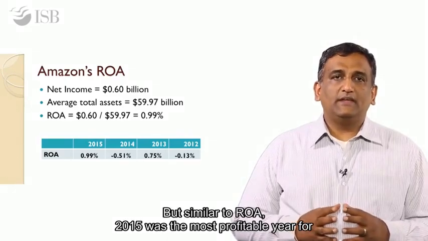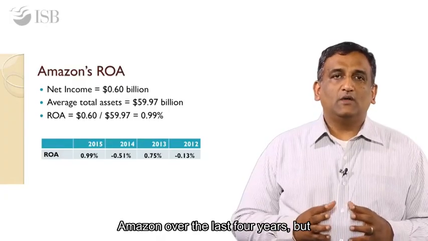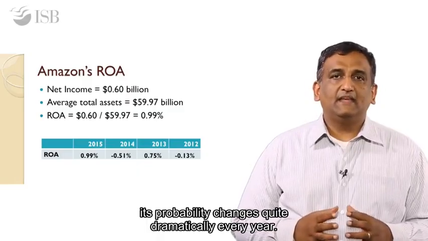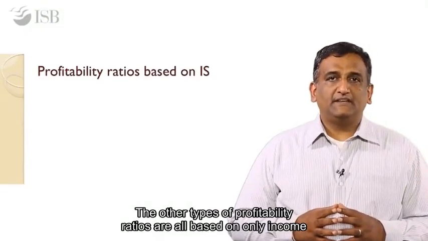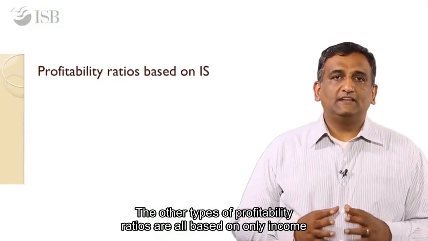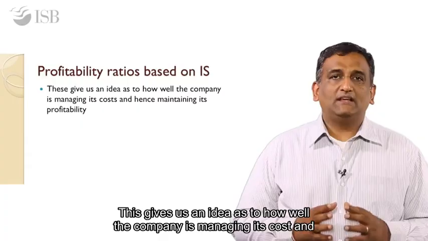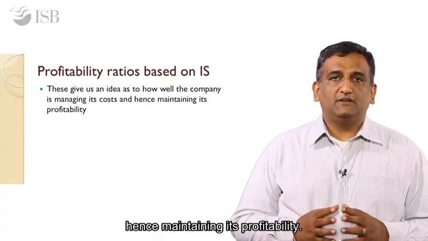But similar to ROE, 2015 was the most profitable year for Amazon over the last 4 years, but its profitability changes quite dramatically every year. The other types of profitability ratios are all based on only income statement items. These give us an idea as to how well the company is managing its costs and hence maintaining its profitability.